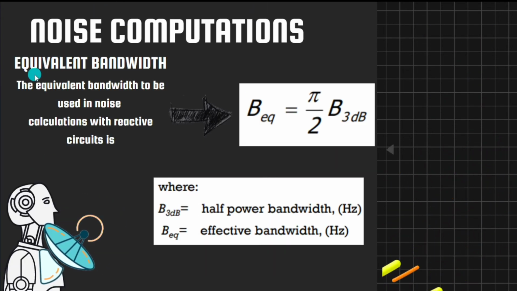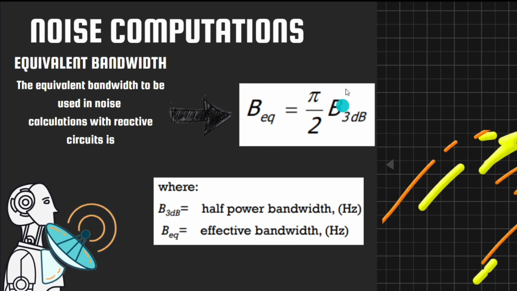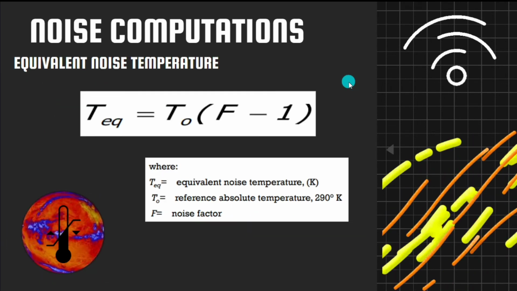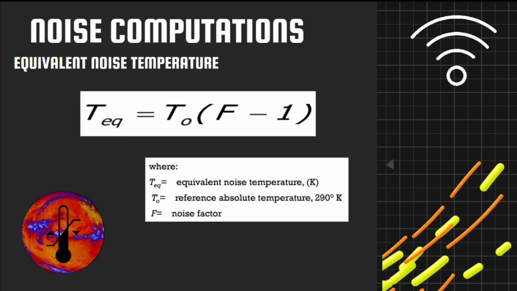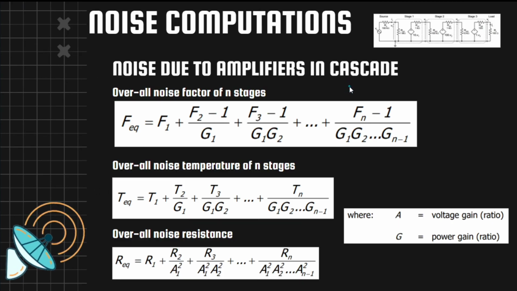Next, we have the equivalent bandwidth. The equivalent bandwidth to be used in noise calculations with reactive circuits is denoted by this equation. The equivalent bandwidth, B sub EQ, is equal to pi over 2 times the half-power bandwidth in hertz, denoted by B sub 3 dB. Next, we have the equivalent noise temperature. T sub EQ is equal to the reference absolute temperature, which is 290 kelvins, times the quantity of the noise factor minus 1.